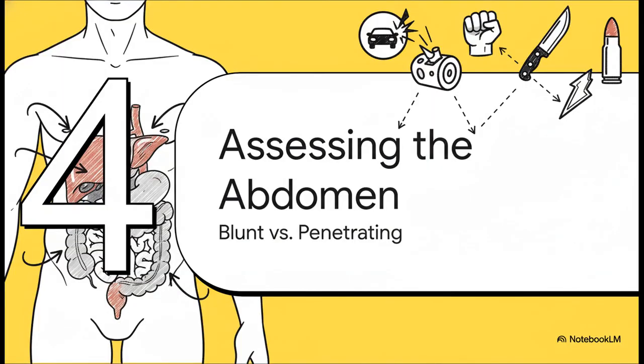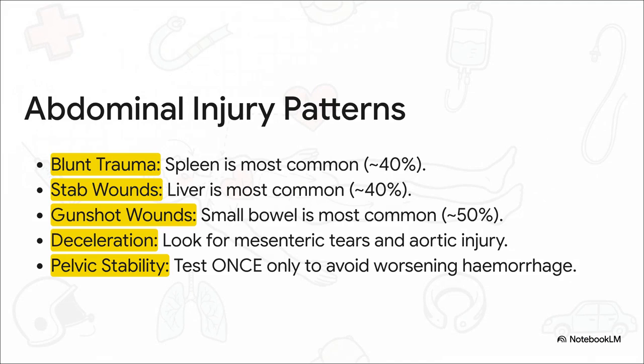All right, we've dealt with the airway, we've dealt with the chest, now we're moving down to the abdomen. And the first question you have to ask yourself is, how did this injury happen? Because the mechanism, blunt versus penetrating, tells you a whole lot about what you should be looking for. These are pure, high-yield facts for your exam.